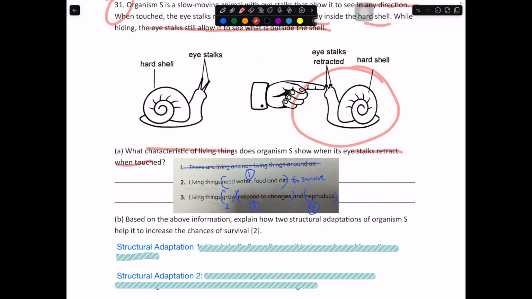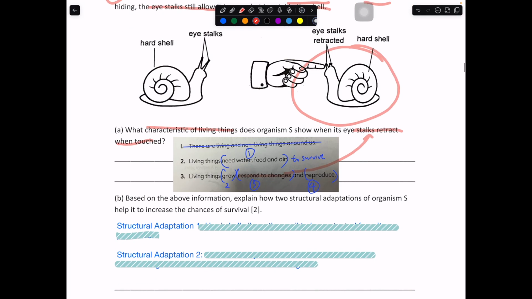So when touched, it is being threatened, so it retracts its eye stalk to keep it within the hard shell, so it's more protected. So it's this answer: respond to changes in their environment.